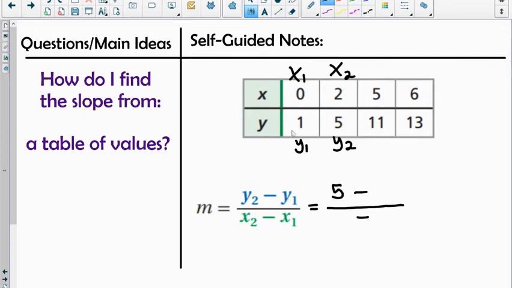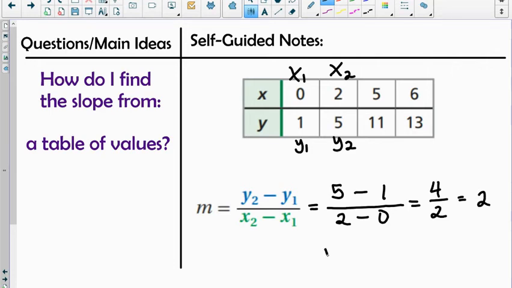Then the first y-coordinate was 1. Then move to the denominator. My second x-coordinate was 2, and my first x-coordinate was 0. Once I have those four values in place, I go ahead and do my subtractions, and I simplify my fraction. Now this one actually divides out evenly, so we want to divide it out evenly. 4 divided by 2 is 2.